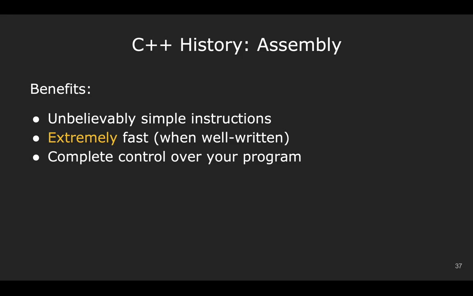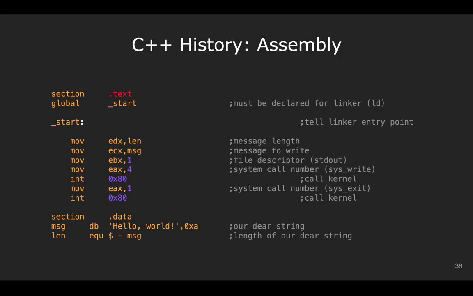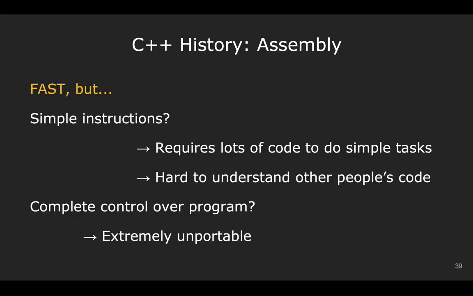Given all of these benefits, why don't we use assembly for all of our coding projects? Does anyone have a guess? Go for it, Mustafa. Complex ideas are very hard to code into assembly. Absolutely, exactly. Not at all a trick question. The short answer why we don't use assembly is because it looks like this. To simplify, yes, it has simple instructions, but that means exactly as Mustafa said, it requires lots of code to do simple tasks, and it's hard to understand other people's code.